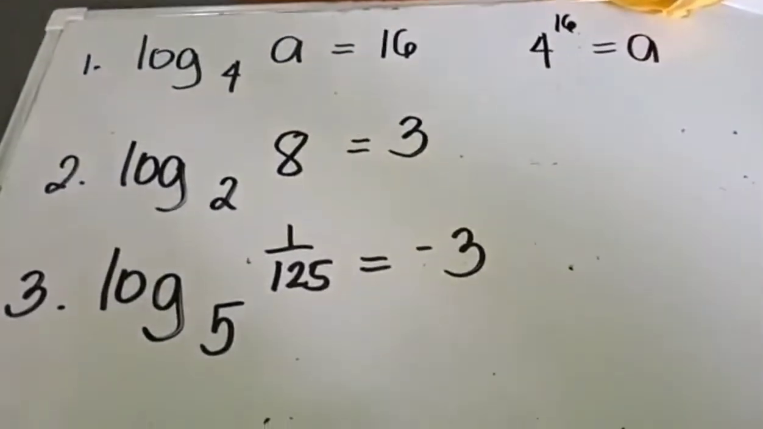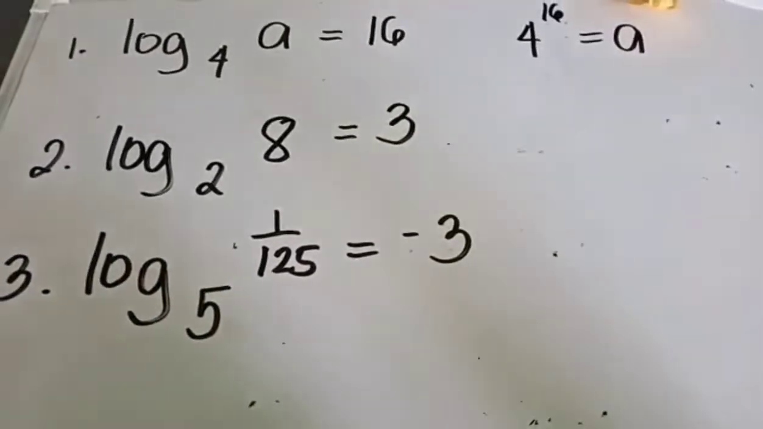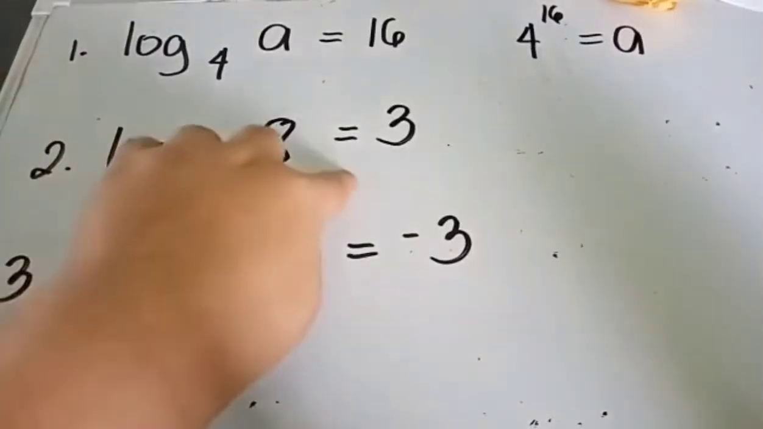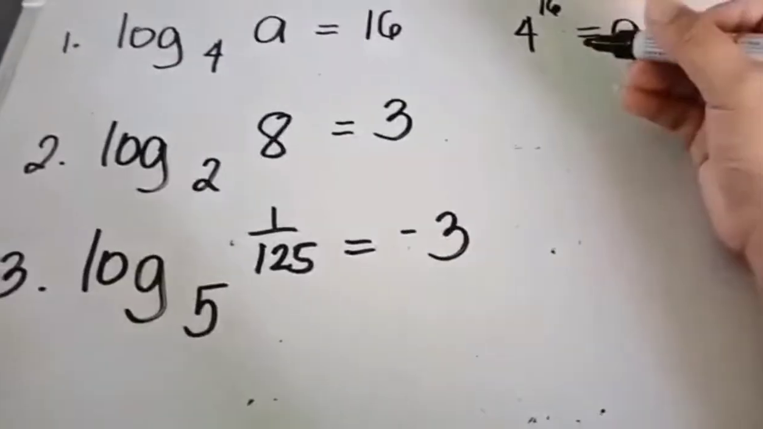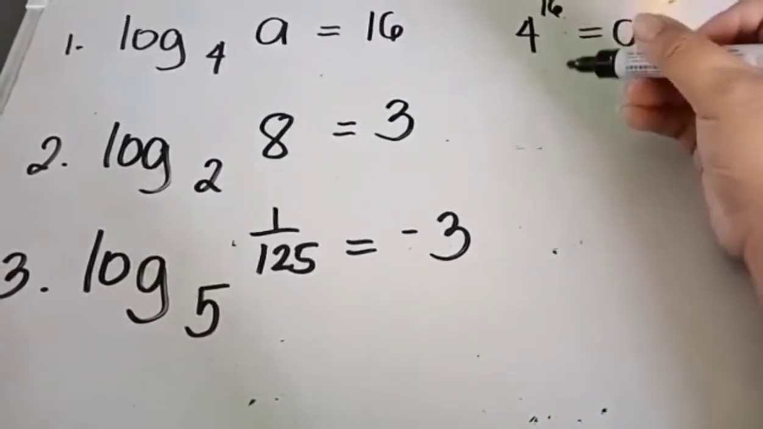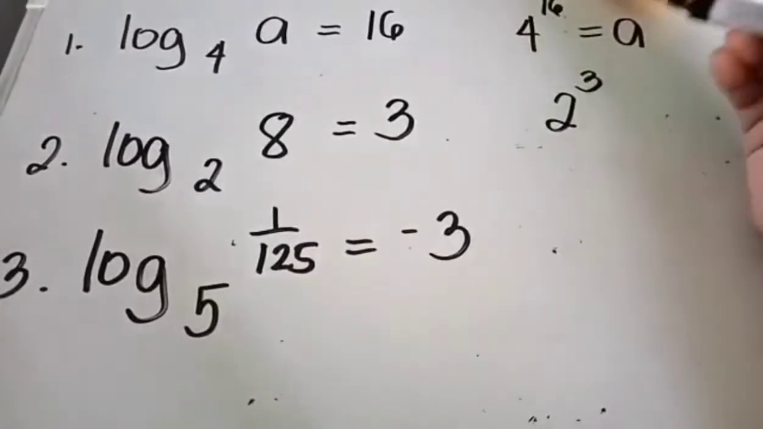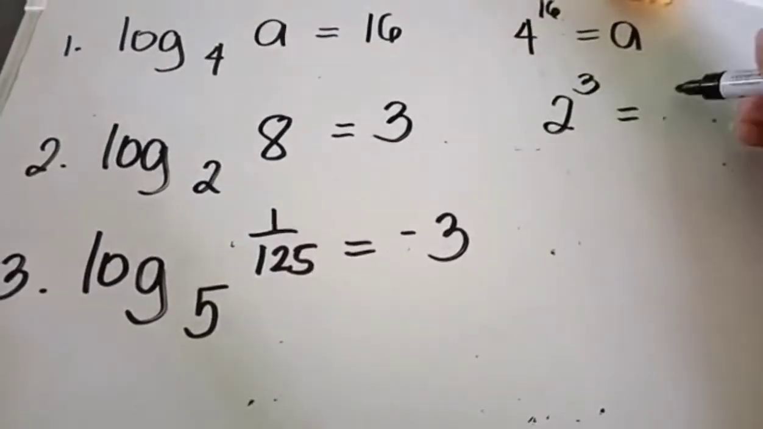Okay, another example. Your given is the logarithm of 8 to the base 2 equals 3. If we write that in exponential form, that is 2 to the power of 3, or 2 cubed, equals 8.